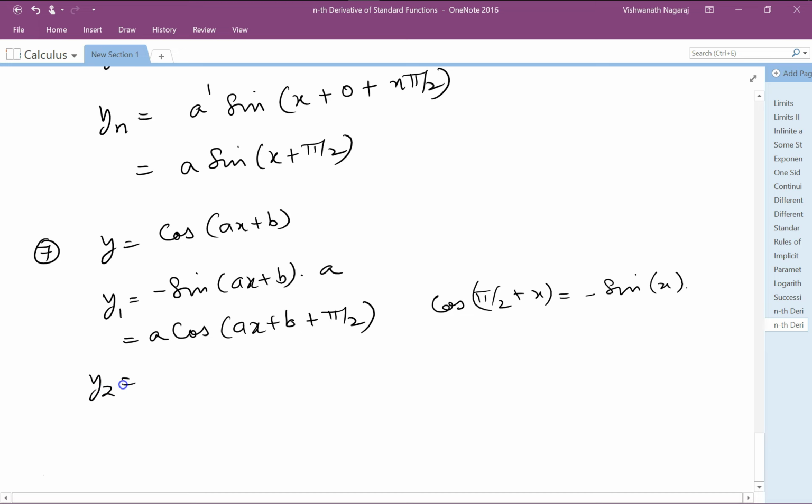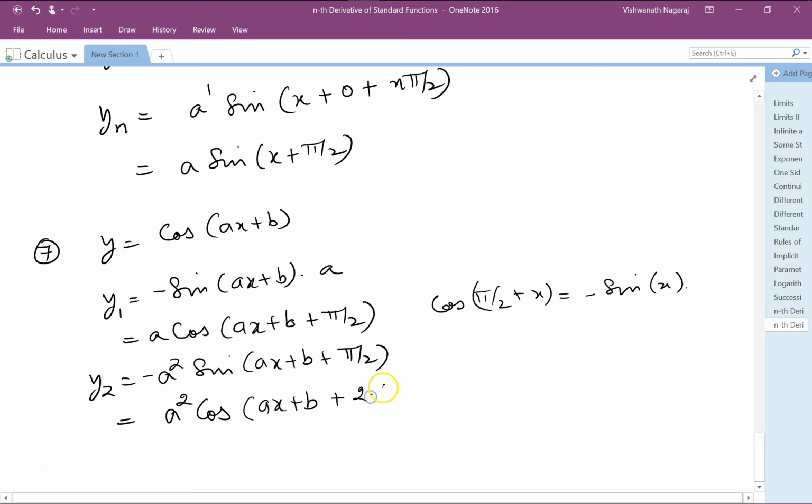Okay, y2 is equal to, again, a square, because when we differentiate the internal expression, we will get another a. So which means again minus sin(ax + b + pi/2). Convert it into terms of cos, the negative sign will disappear. Okay, and again this minus will disappear because of conversion to cos. a square cos(ax + b + 2 times pi/2).